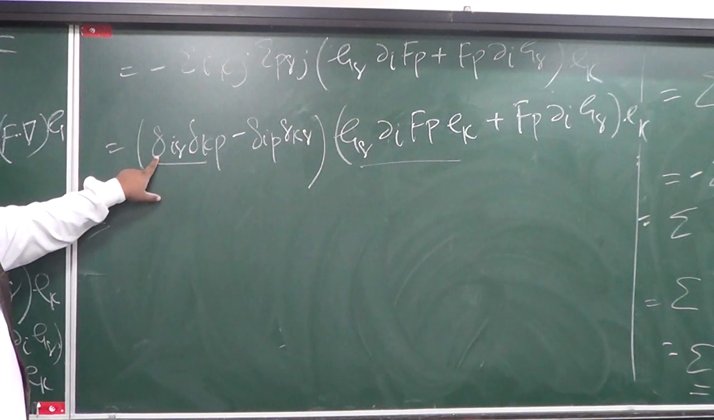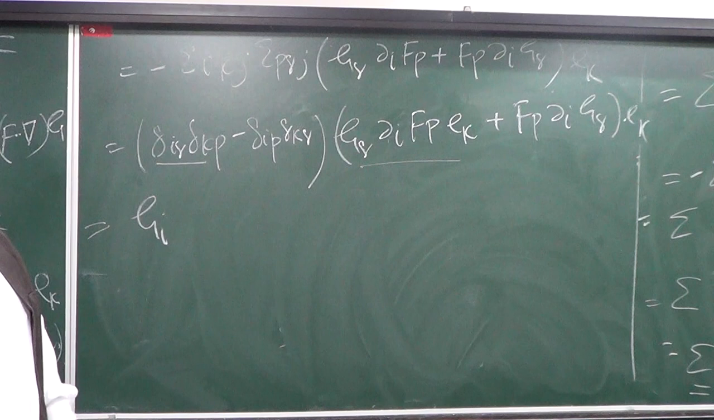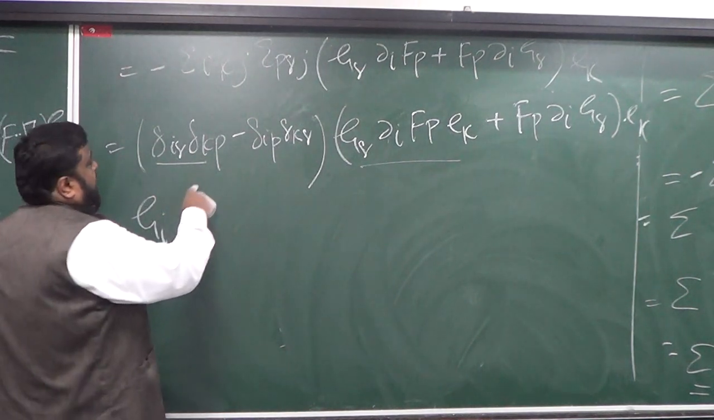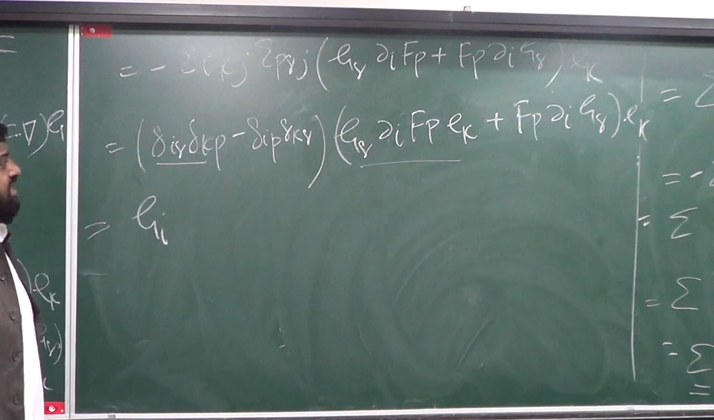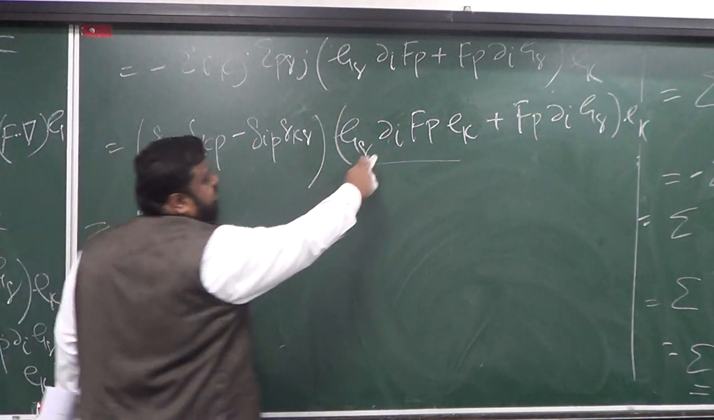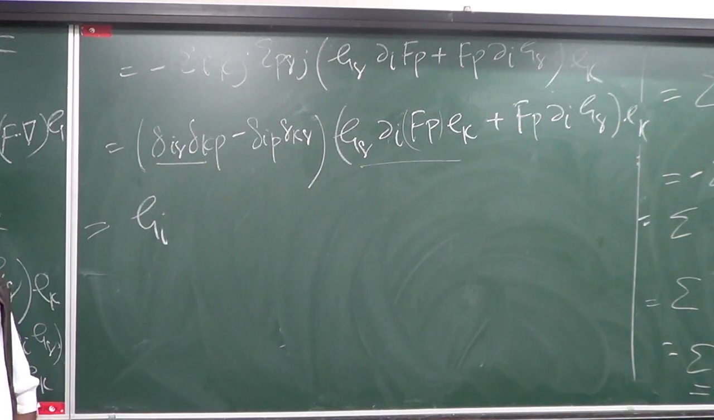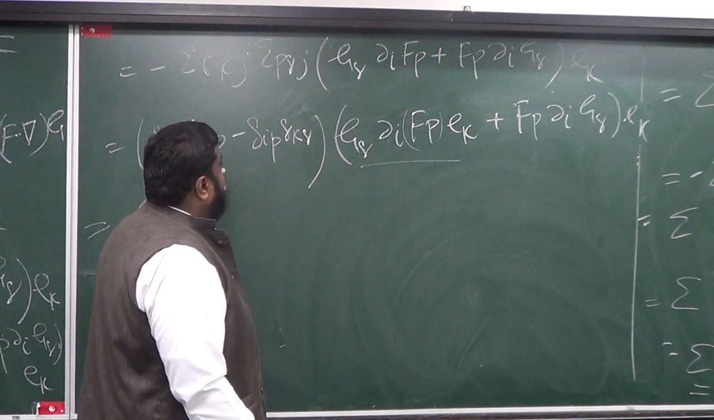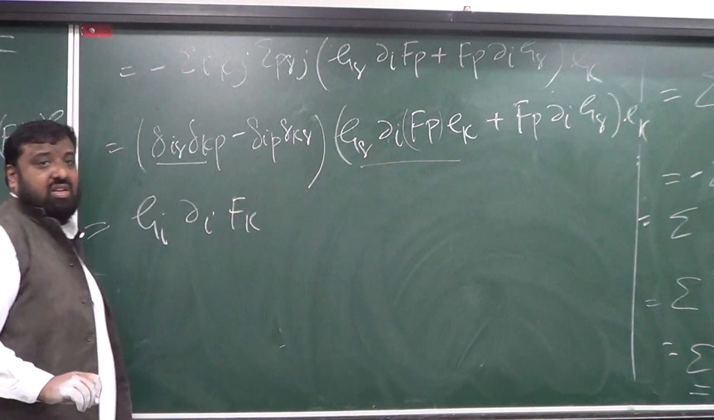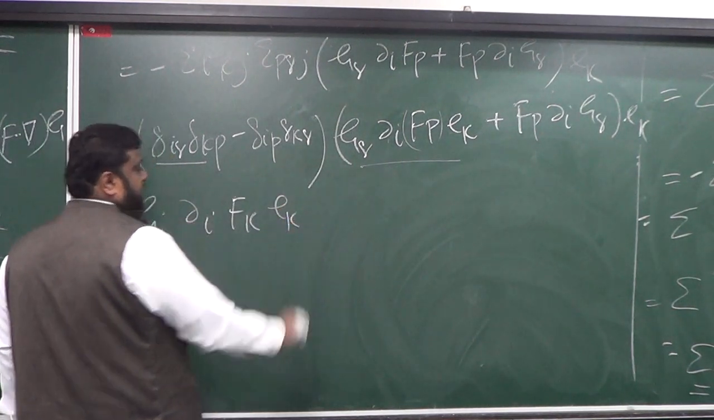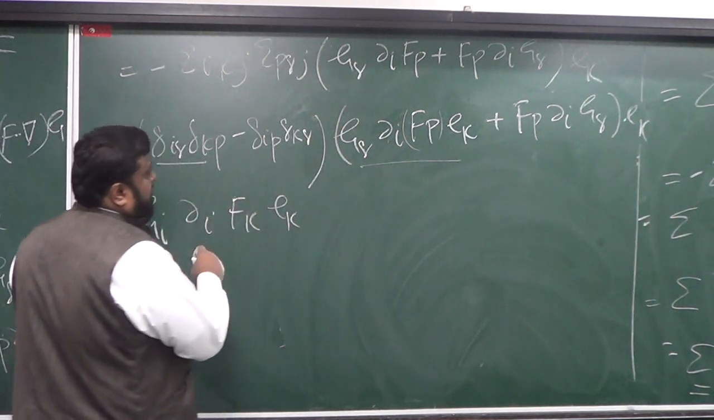So I have delta IQ multiplied with G_Q. So this will become G_I. And delta KP multiplied with, say, E_K, F_P. But F_P is inside, so think about it. You can do it if you wish. So delta KP will become what? F_K. Partial I F_K, and E_K. Okay, that's done, plus and minus, whatever plus.